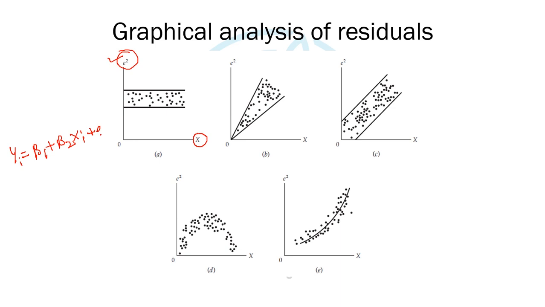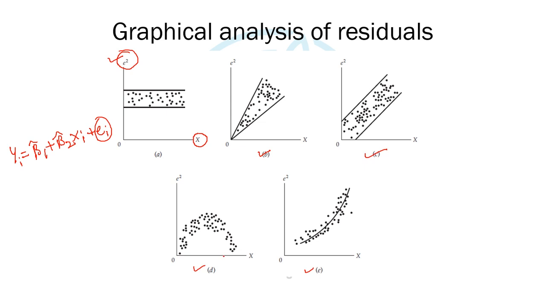So remember that this is what we estimate, and we find all the error terms and we square them, and we plot them against the independent variable. Now if this graph shows any kind of pattern, then certainly there is some problem of heteroscedasticity, as we can see from case B, from case C, and D and E as well, that there is some pattern over here.